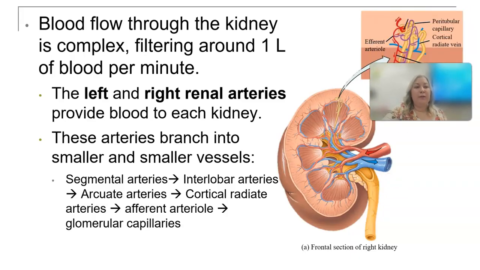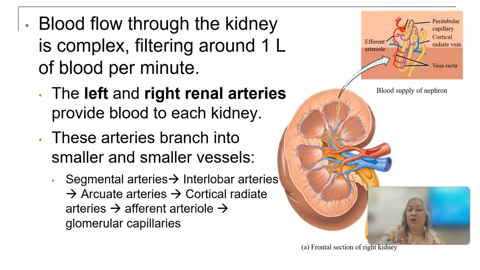So the blood flow through the kidney is really essential because that's the main job of the kidney, is to regulate blood composition and blood pressure. So they can filter around 1 liter of blood per minute. So this guy right here is about half a liter. So 2 of these per kidney per minute. That's a lot of blood.